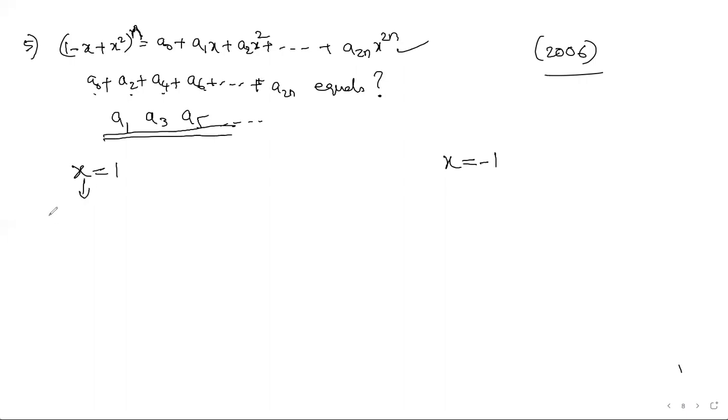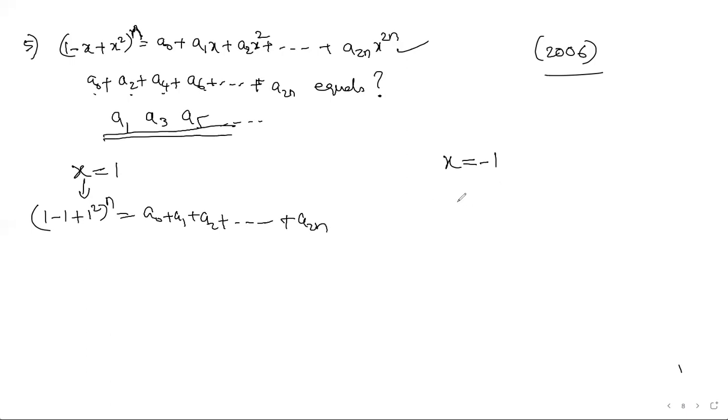if we place x equal to 1, it will be (1 minus 1 plus 1 square) whole power n equal to a0 plus a1 plus a2 plus and so on up to a2n. Okay.